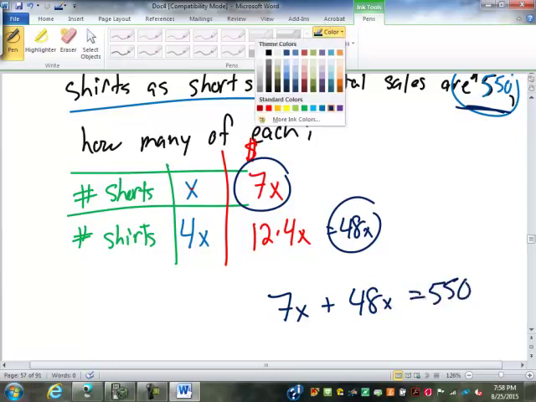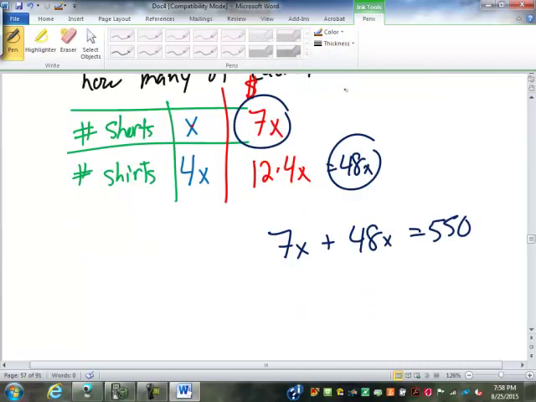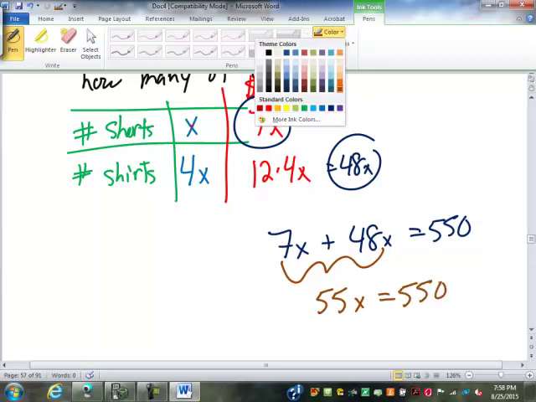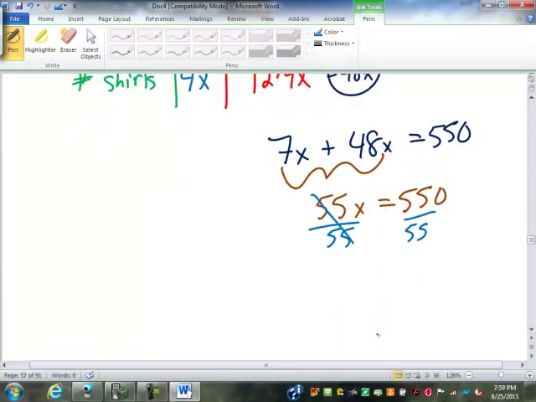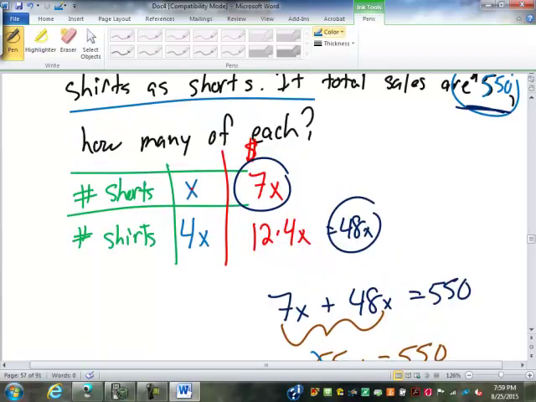What do we do from there? We're going to add 7x and 48x to get 55x. And then divide by 55. X equals 10. Now, of course, we've got to go back and answer our questions. The 10 is the number of shorts. There's 10 pairs of shorts. Shirts would be 4 times X, or 4 times 10, or 40.